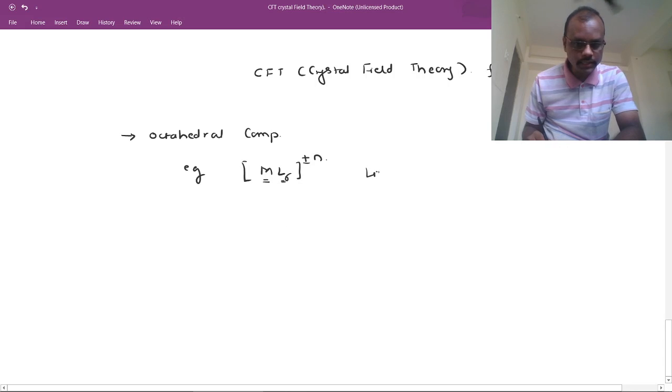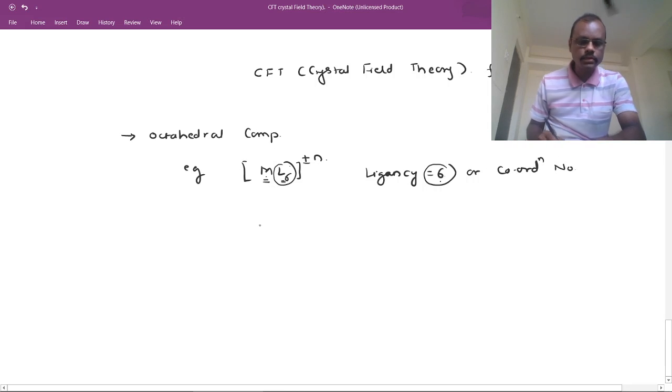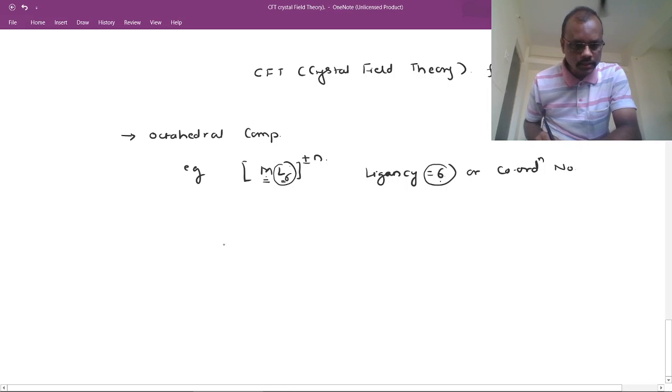Now this is the metal and this is the ligand. Here the ligand count is 6. Ligand count means the number of ligands that have been directly attached to the metal, which is 6. We can call it the coordination number. So the coordination number is 6.